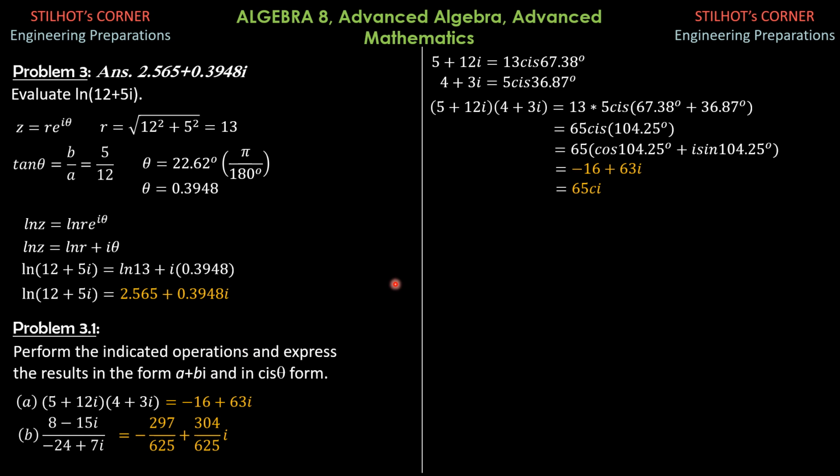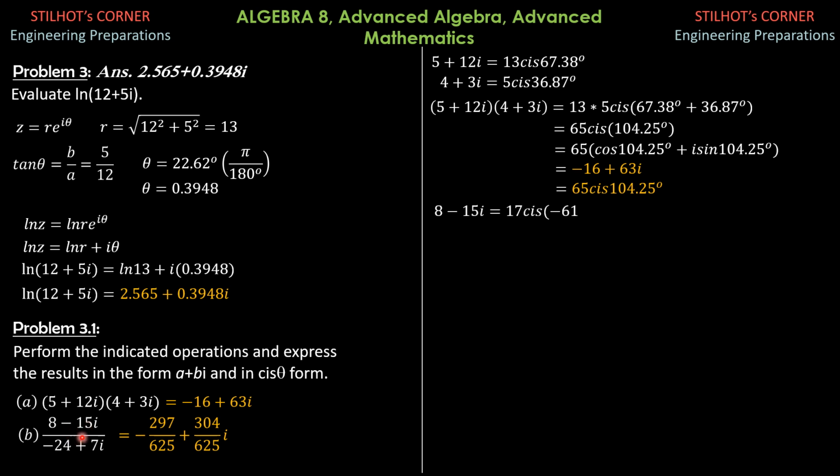For the second part, as I said, in cis form, 65 cis 104.25 degrees. You can set your calculator in the complex mode, then you'll have that right away as the answer. For the next part, to use the trigonometric form of a complex number, r is square root of 8 squared plus negative 15 squared, so that would be 17.